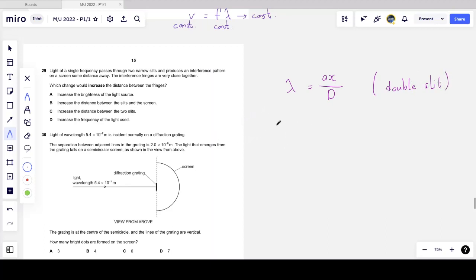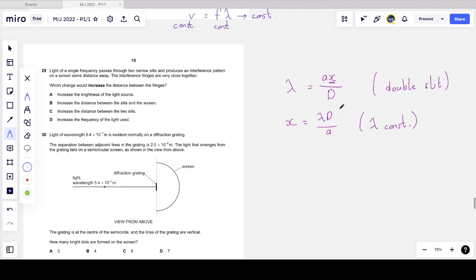So I want to increase the distance between the fringes. I want to increase the distance x. I want x to increase. And so if I rearrange, I get x is equal to lambda d over a. Remember, the wavelength of light incident onto the slits is constant. And so what I can do if I want to increase x is either increase d or decrease a.